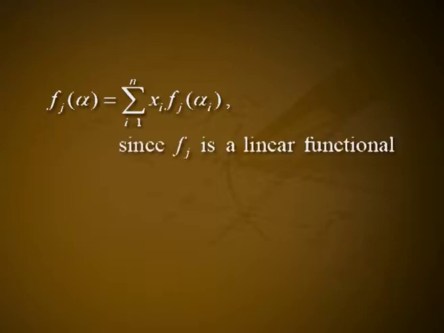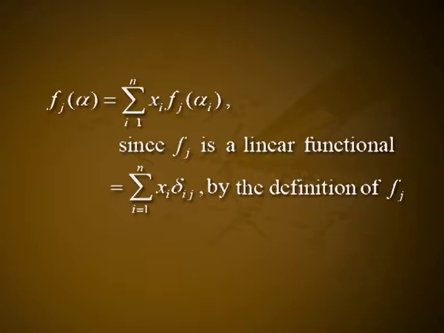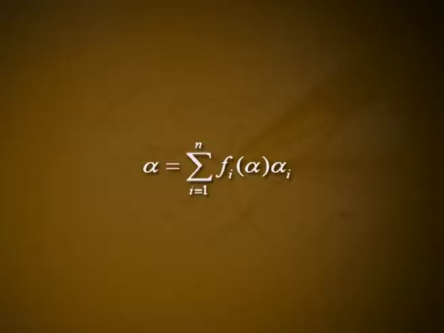Since f_j is a linear functional, this is equal to sigma i equal to 1 to n of x_i into delta_ij by the definition of f_j, which is equal to x_j. Hence, the unique expression for alpha as a linear combination of the alpha_i is alpha equal to sigma i equal to 1 to n of f_i of alpha into alpha_i.